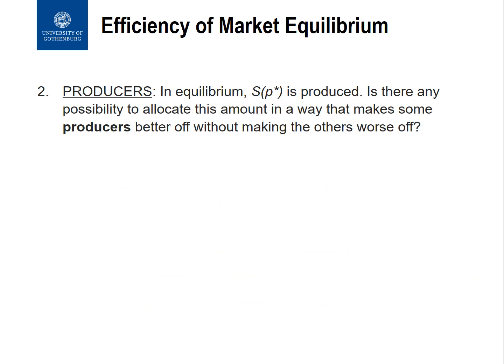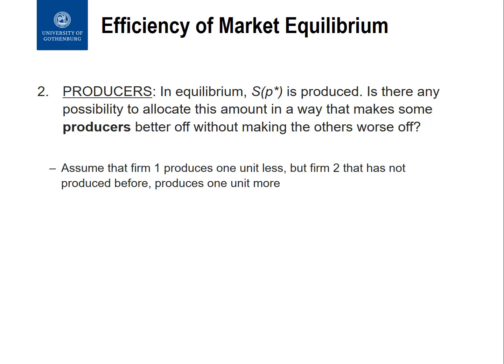Second, in equilibrium again, S of P star is produced. Is there any possibility to allocate this amount in a way that makes some producers better off without making the others worse off? Assume that one firm produces 1 unit less, but another one that has not produced before produces 1 unit more. Of course, firm 1 saves marginal cost MC that are smaller or equal to P star. Because remember that the marginal cost curve is increasing and all firms that have a marginal cost below or equal to this market price will produce.